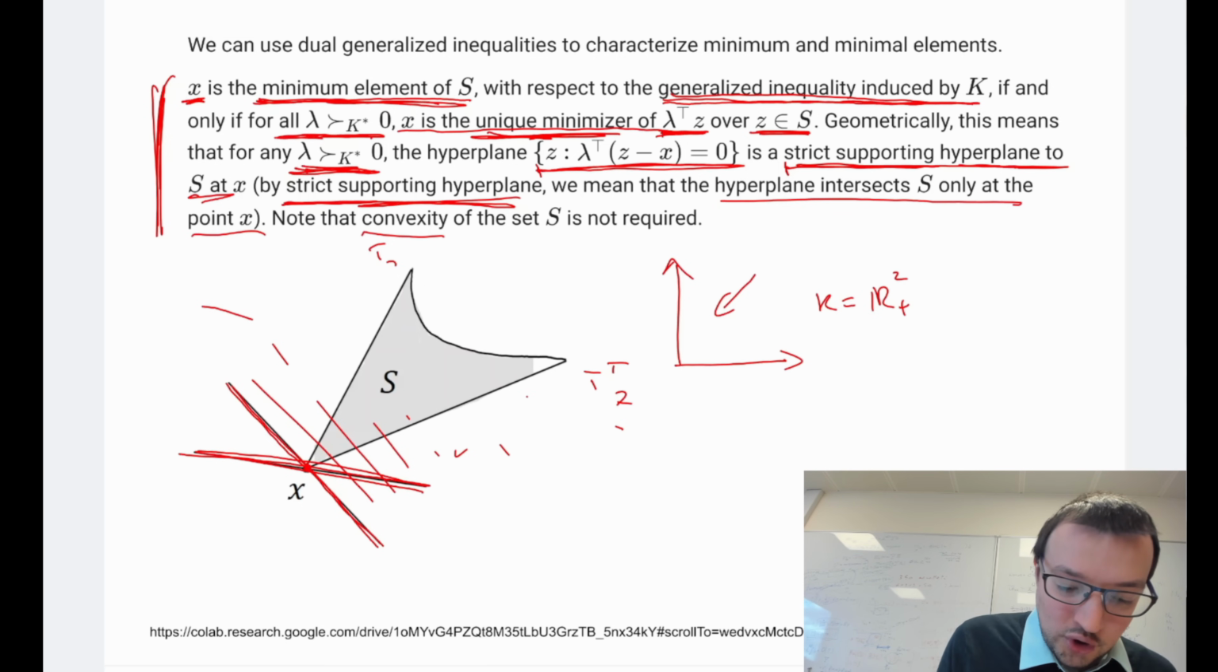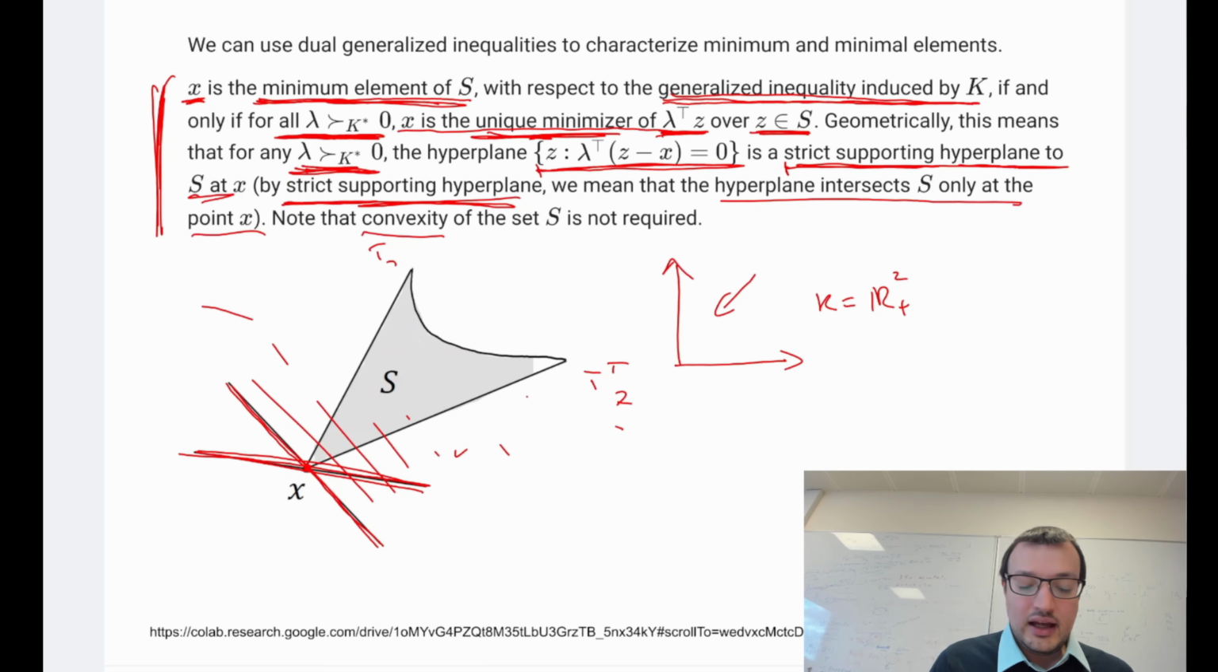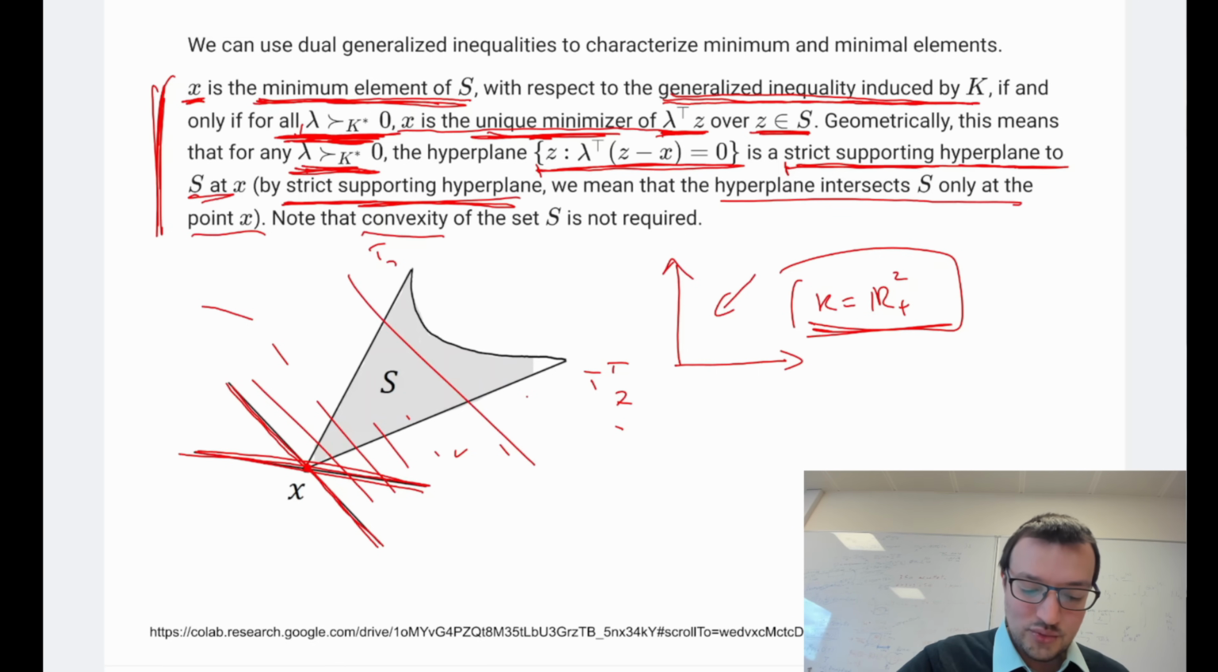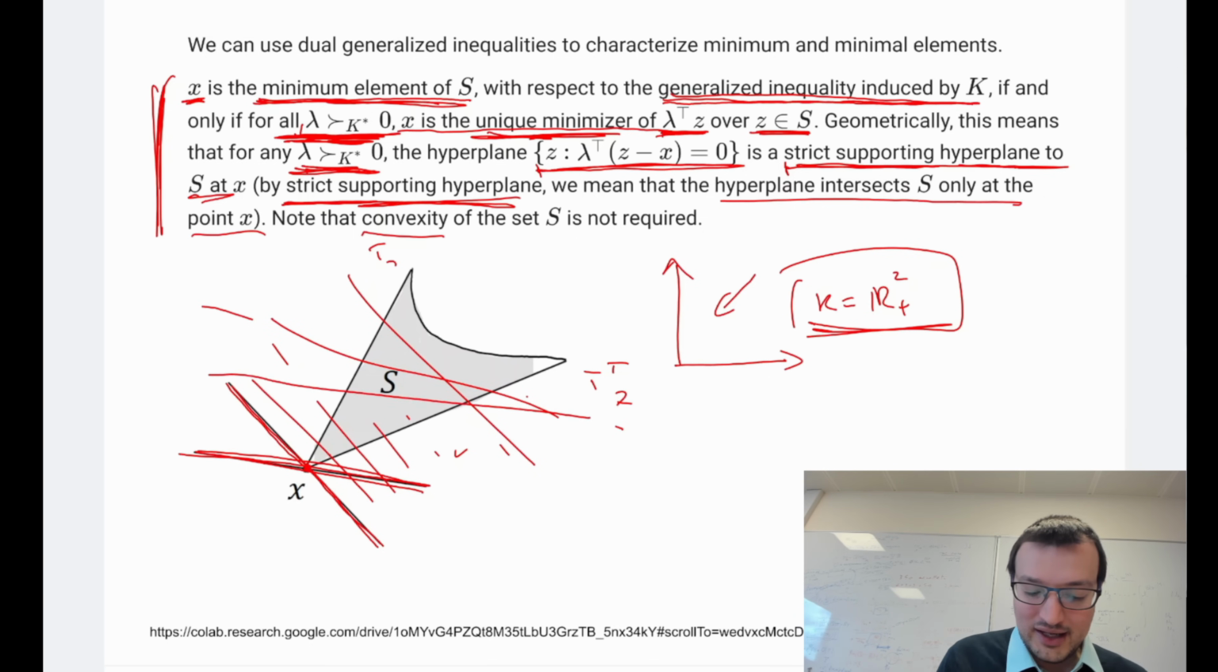This has to hold for all lambdas which are strictly positive in the dual cone. I said dual norm here, but I meant dual inequality. Since we are in R plus, we know that the dual cone is again R plus. So essentially we're saying for all the lambdas that are component-wise strictly positive, and a vector that is component-wise strictly positive is associated to this type of hyperplanes.